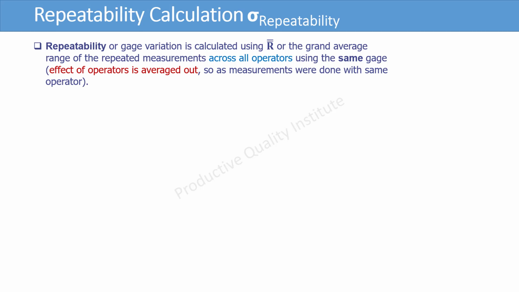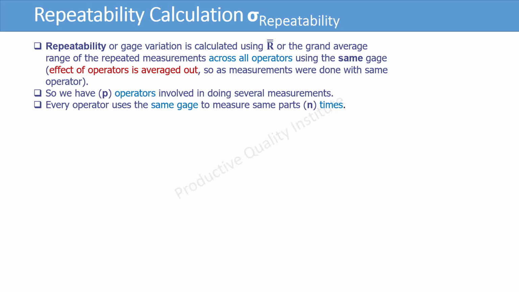Repeatability, or variation of the gauge, is calculated using R double bar, or the grand average range, of the repeated measurements across all operators. Using the same gauge, the effect of operators is averaged out, as measurements were done with the same operator. So we have P operators involved in doing several measurements. Every operator uses the same gauge to measure the same parts n times.